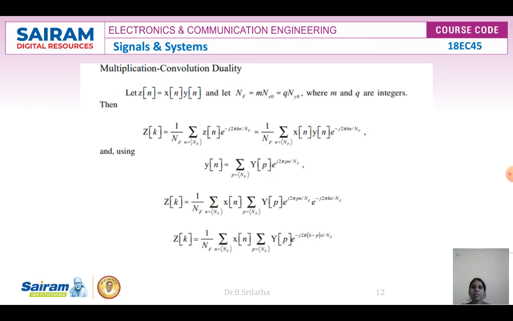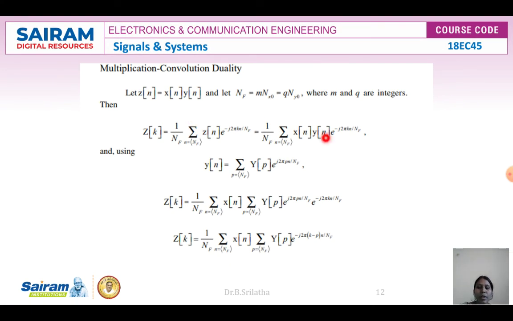Next property is multiplication and convolution duality. Multiplication and convolution duality means the multiplication of two time domain signals is equal to 1 by N times the convolution of the two frequency domain signals. So here we need to consider two signals, x of n and y of n. That multiplication we consider as z of n, and its Fourier series is z of k. Let us use the general formula here.